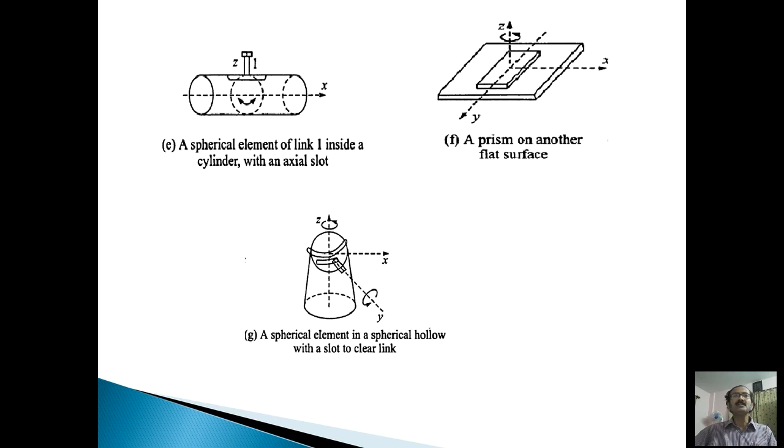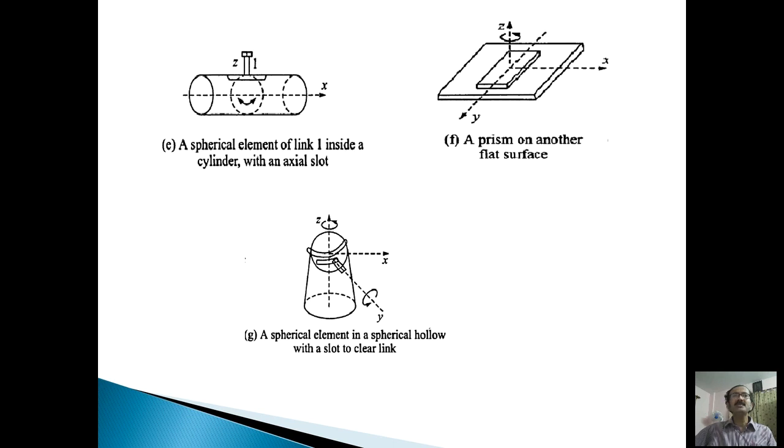So it is in the class of pair 3 and its degree of freedom is 3. Similarly, in figure F, a prism on a plane, the number of resistance on translatory motion is 1 and on rotary motion is 2. So the total number of resistance is 3. So it is the class of pair 3 and its degree of freedom is also 3.